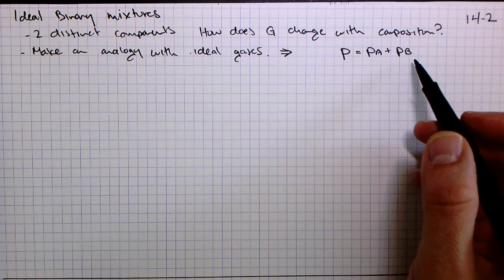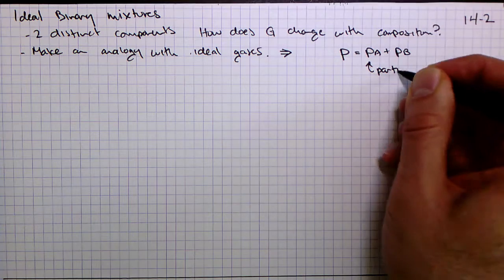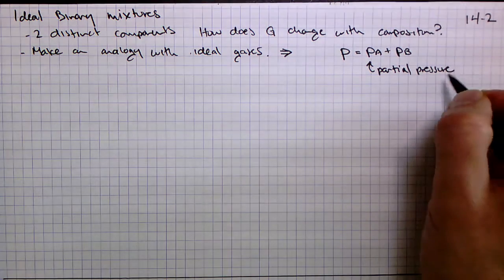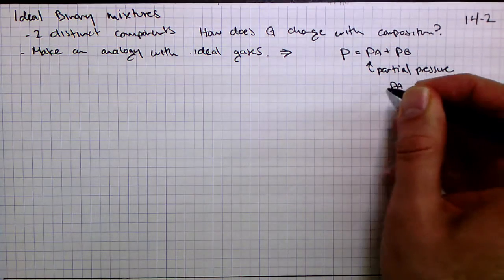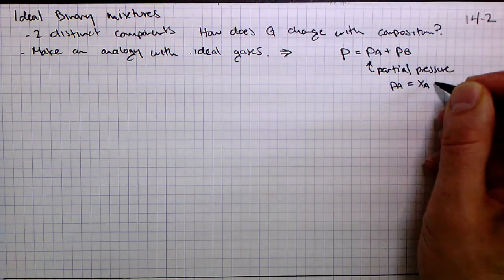And so we can write this as the partial pressure, and it should be related to the number of moles, as the partial pressure of A is just given by the mole fraction of A times the total pressure.